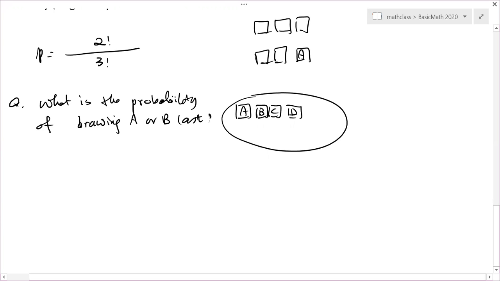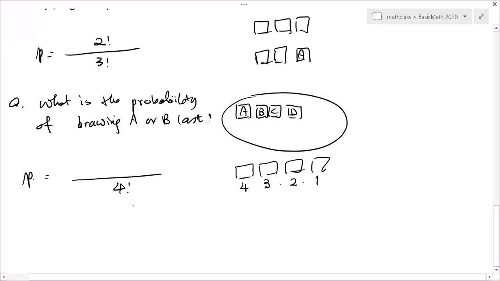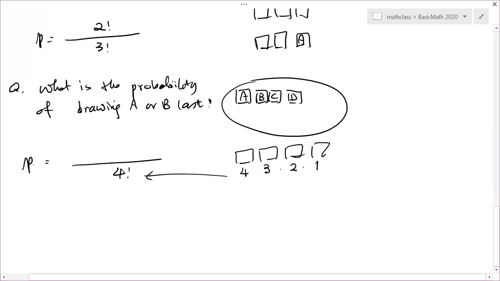Maybe give us the original expression, then you simplify it to 1/3. So the denominator still is going to be 4 factorial because you have four letters you can permute, right? If you put a box here for the denominator, the first one you have 4 choices, then 3 left, then 2 left, then just 1.